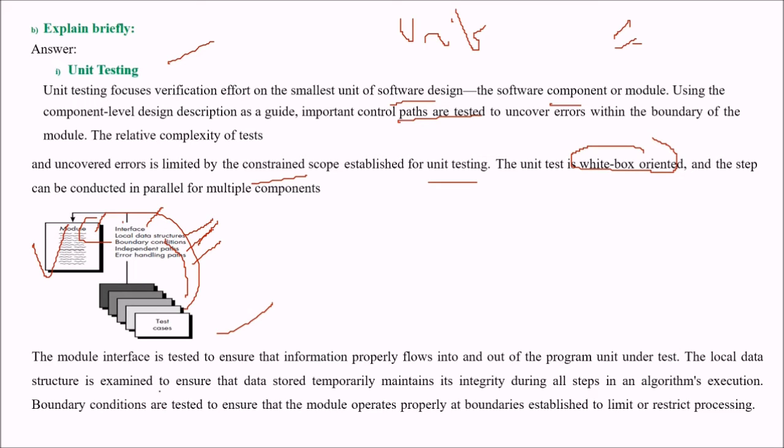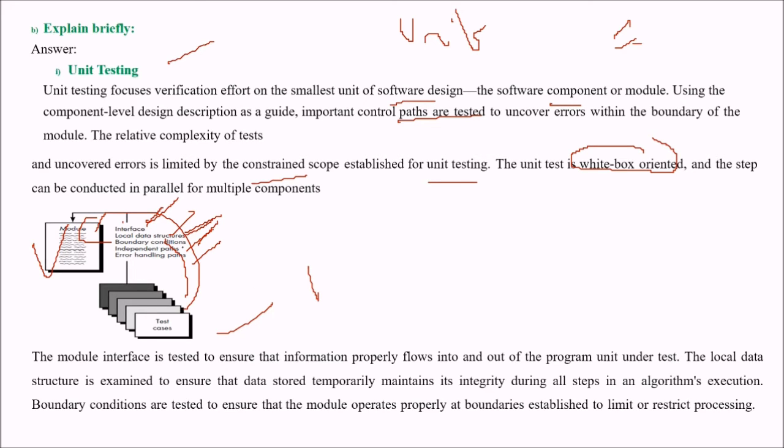The module interface is tested to ensure that the information properly flows into and out of the program unit under test. This is the module. So the local data structure is examined. Local data structure testing is examined to ensure that the data stored temporarily maintains its integrity during all steps in an algorithm's execution.